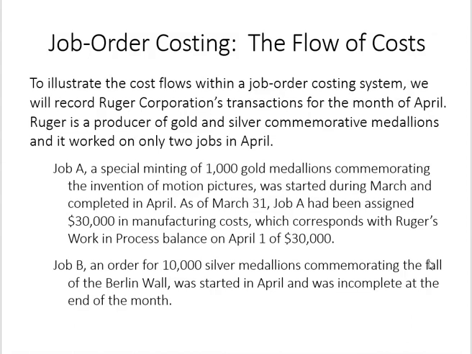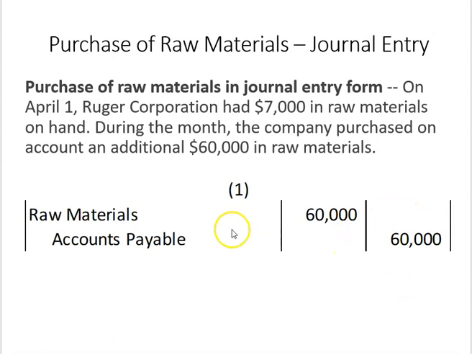For Job B, an order for 10,000 silver medallions commemorating the fall of the Berlin Wall was started in April and was incomplete at the end of the month. Okay, so now let's see what we do and how we're going to account for it. So first, they're going to purchase some raw materials, and it says that they already had $7,000 in raw materials, and during the month they purchased an additional $60,000 in raw materials.